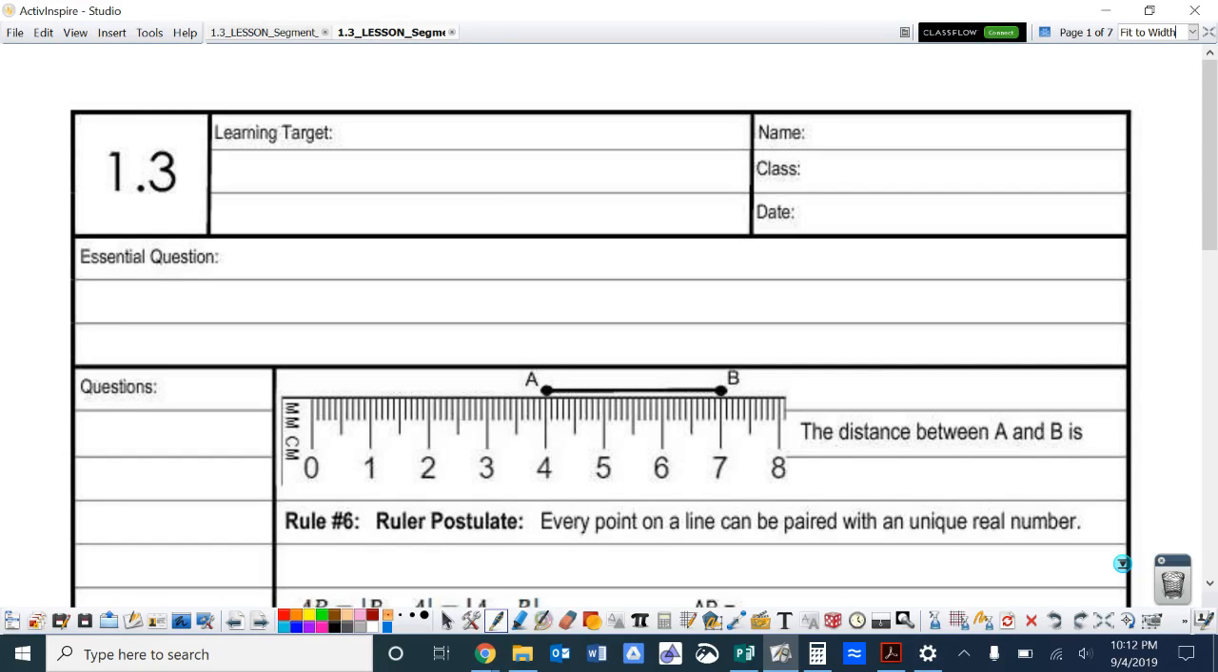Hi everybody! Our learning target today is I can apply the segment addition rule.